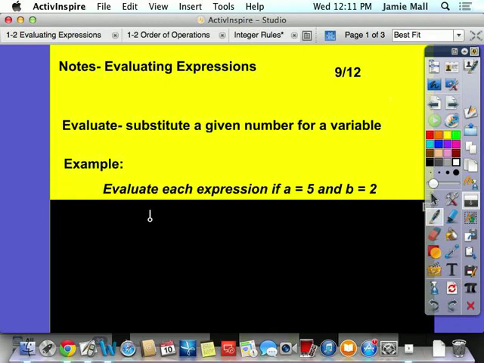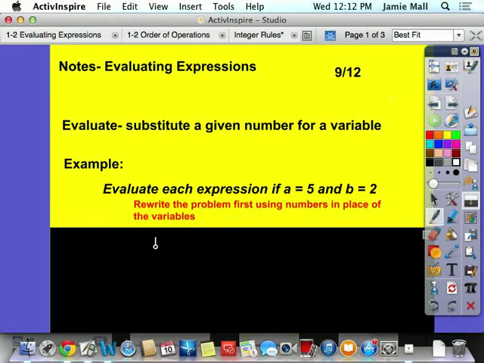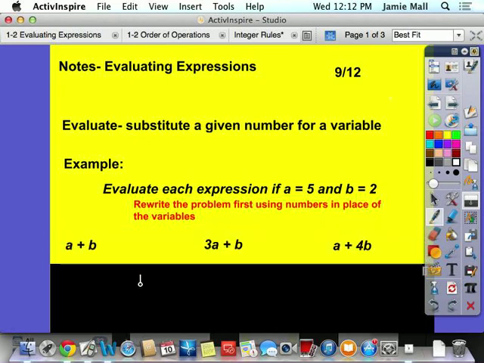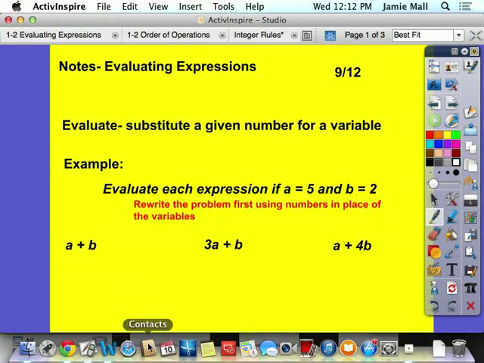So, for example, here's what you're going to see in the homework and in any classwork practice problems that you do. You'll see directions that look like this. Evaluate each expression if A equals 5 and B equals 2. So you're given a key for what those A and B values actually stand for. You're then going to rewrite the problem in place of the variables, like I'm about to model, and then you're going to simplify. So, for example, here are 3 different problems.